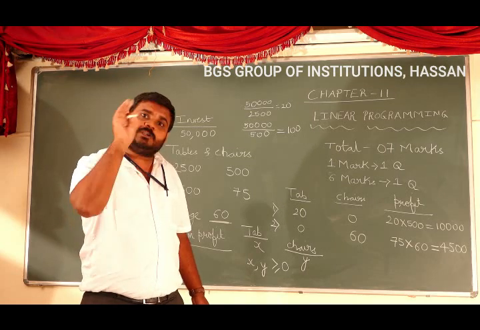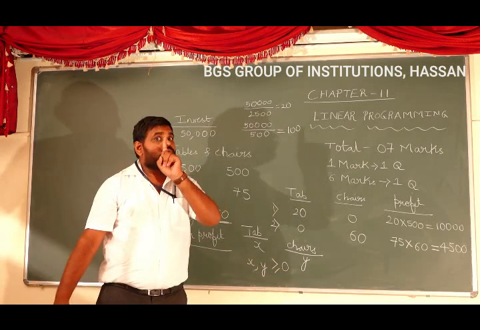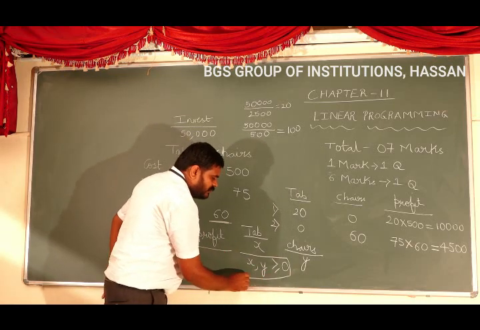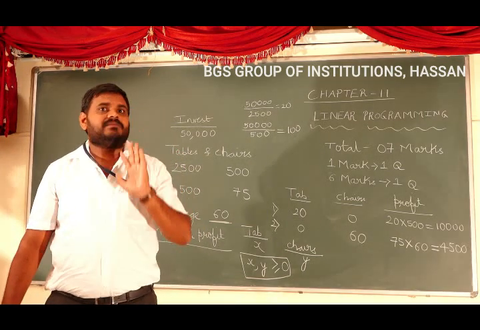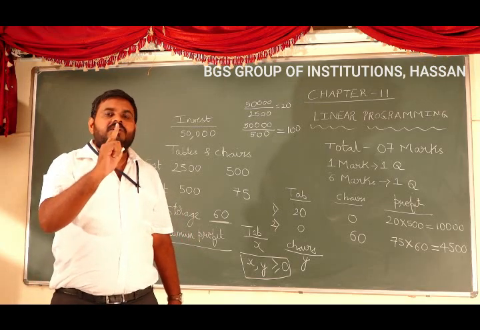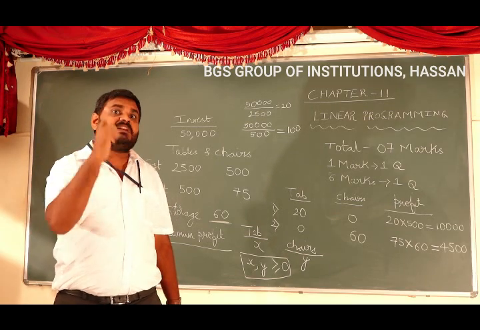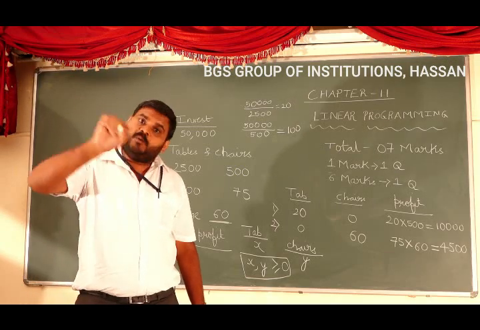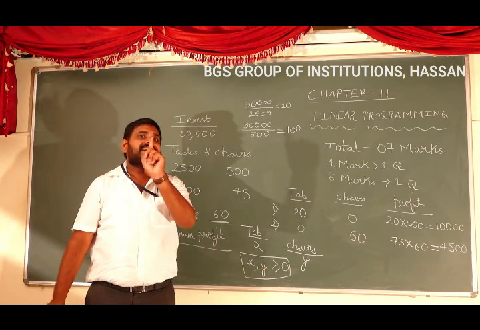If I am not buying, it's said to be 0. That means X and Y both should be greater than or equal to 0 at any cost. This is a very important condition. Which means the variables I am taking are non-negative. There is a difference between positive and non-negative. If I say positive, it should start more than 0. It will not include 0. But if I say non-negative, it includes 0 and positive values also. So I am very clearly saying X and Y both are non-negative.